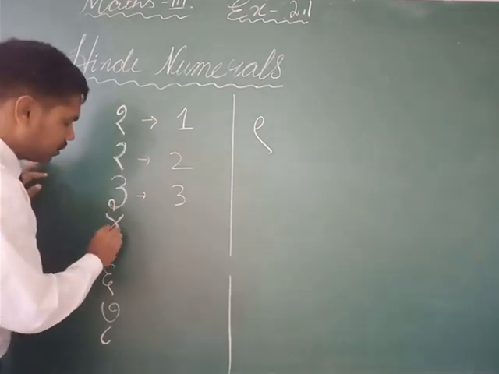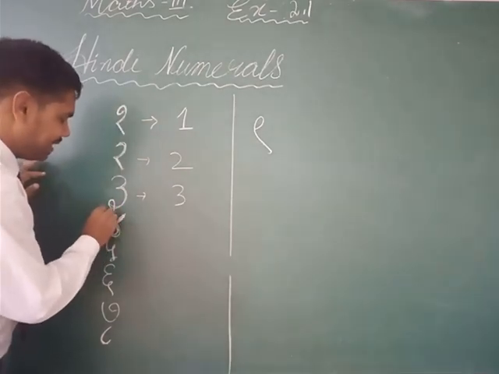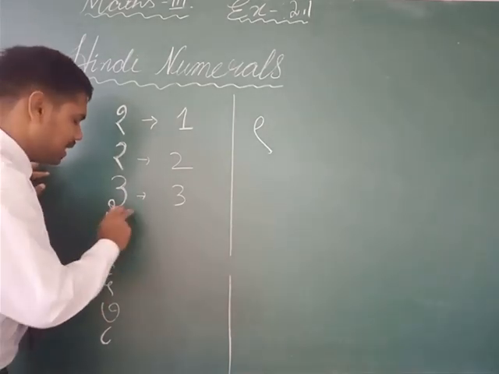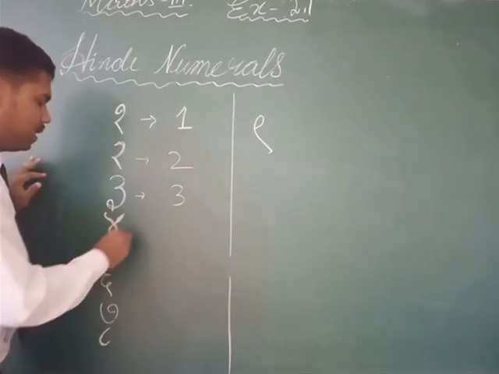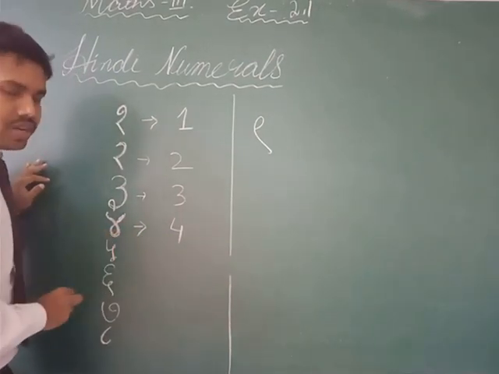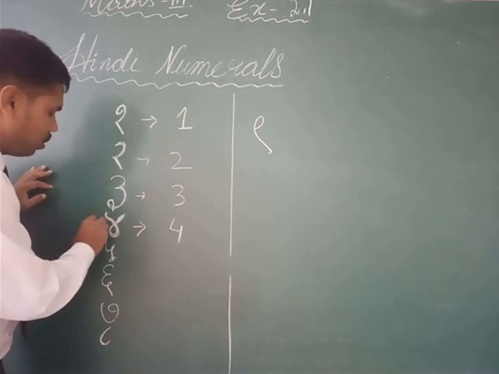4 is different. So 4 is like this. We used to write 8 in English like this, but it is slightly cut from the upside. So this is the 4. This is not 8. So this is how we used to write 4. This you need to keep in your mind.